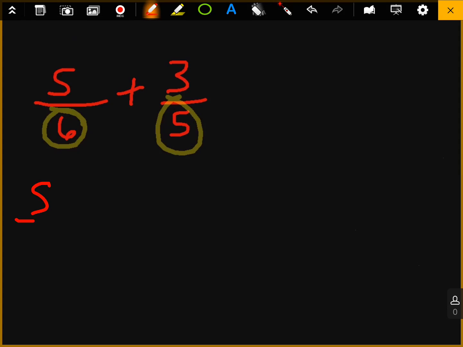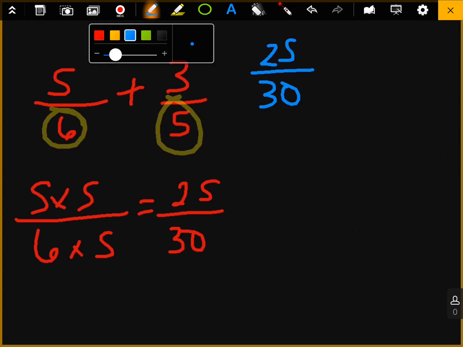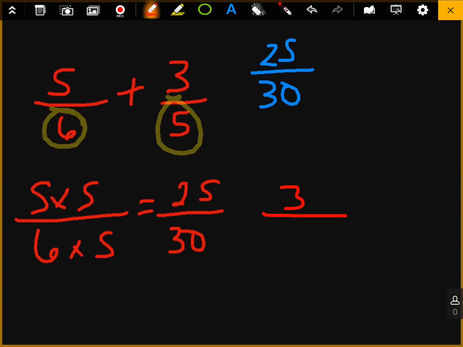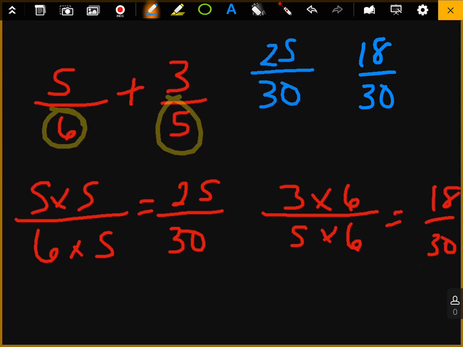So I know we take 5/6, and to get 30, we multiply it by 5. 5 times 5 is 25, so our new fraction is 25 over 30. To get 3/5 to be 30, you got to multiply 5 times 6, which means you got to multiply 3 times 6 to make it 18. So our new fraction is 18 over 30. And now we add. 30 stays the same, denominator stays the same.